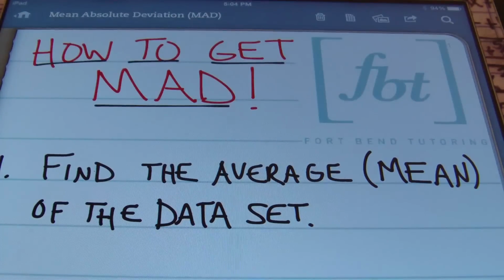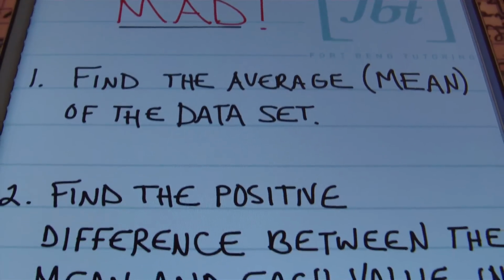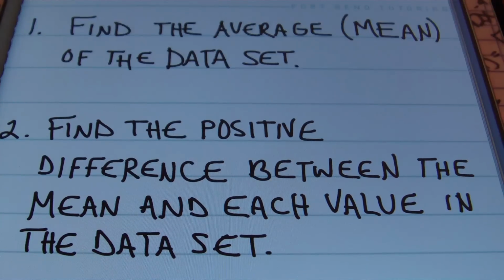So if you want to know how to get mad, then what you want to do first is, one, find the average, the mean of the data set. That's right. And what is the average? How do we find the mean? If you recall, all you have to do is find the sum of all the values in your data set, and then you're going to divide by the amount of values in that data set. And of course, I'll be showing you that process in each one of our examples in this video.